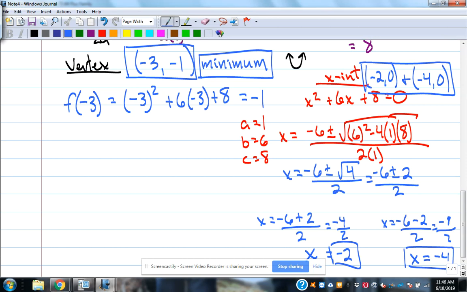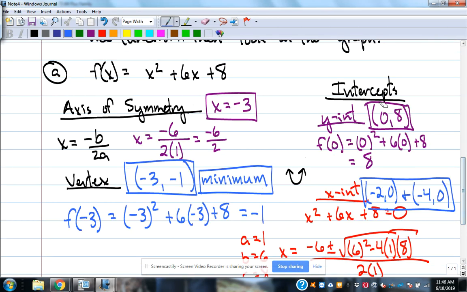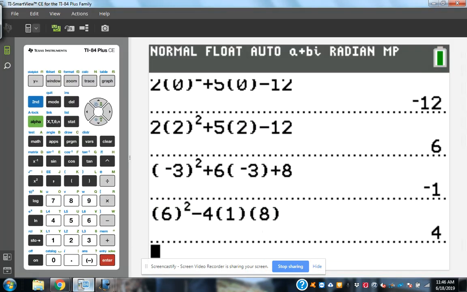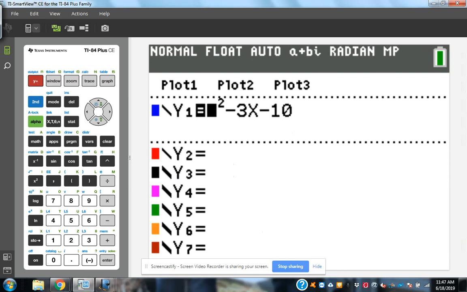We should see the graph crossing the x-axis at -2 and -4. We should see the lowest point on the graph at -3, -1 because it's a minimum. We should see the graph crossing the y-axis at +8. So what I'm going to do is with the graphing calculator, I'm going to hit y equals. I'm going to clear that out. I'm going to type in that problem. x squared plus 6x plus 8. Hit graph.